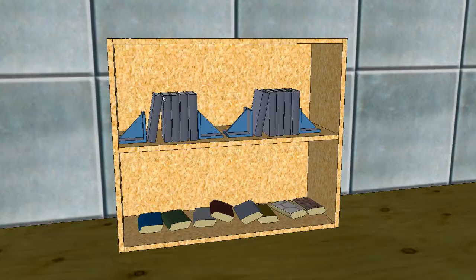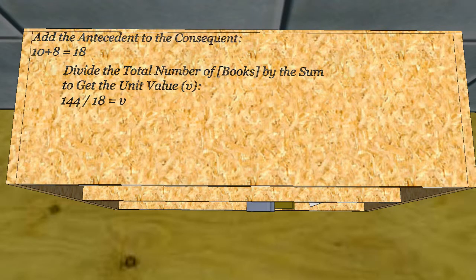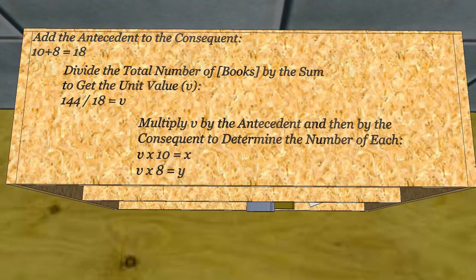So if I go back here now, I know that each one of these books is worth 144 divided by 18, which is 8. So again, the value of my books is 8. So I'm going to then take 8, and I'm going to multiply by the antecedent, and I'm going to multiply by the consequent to figure out how many of each type of book I have.